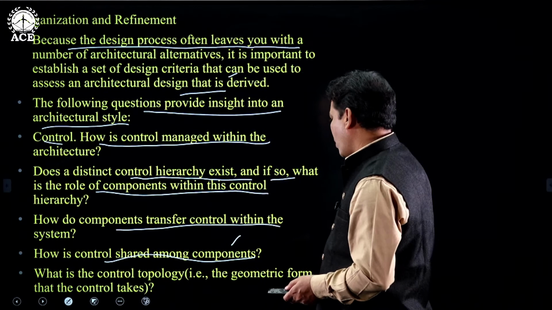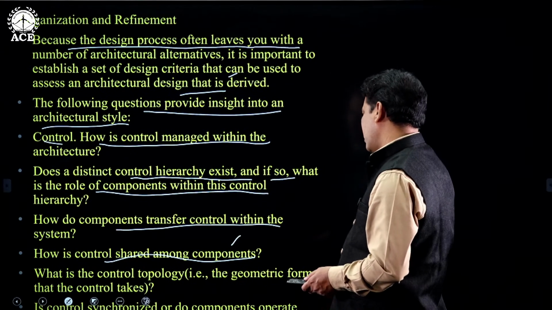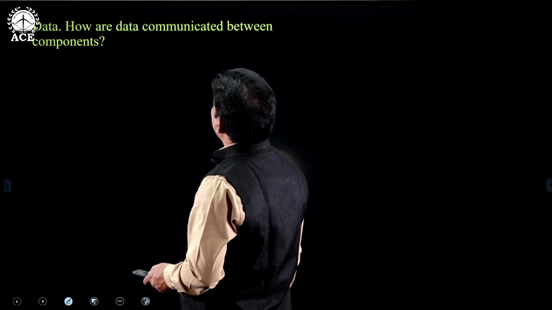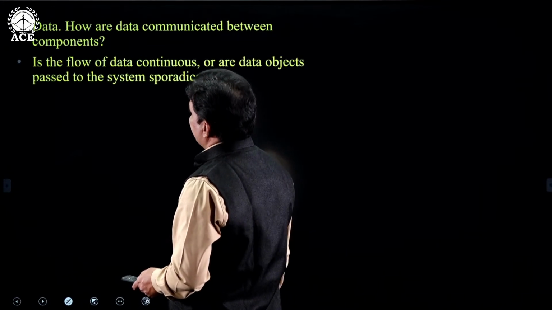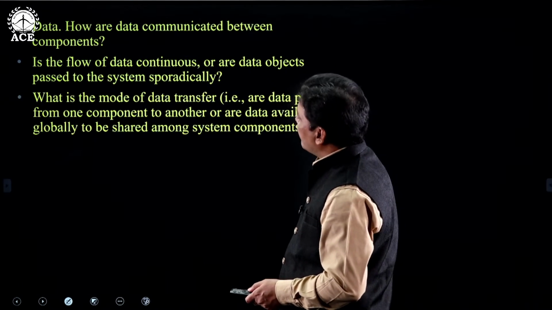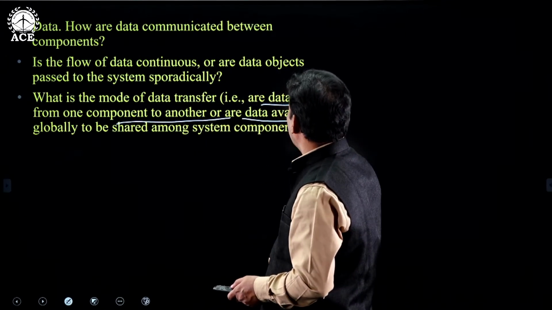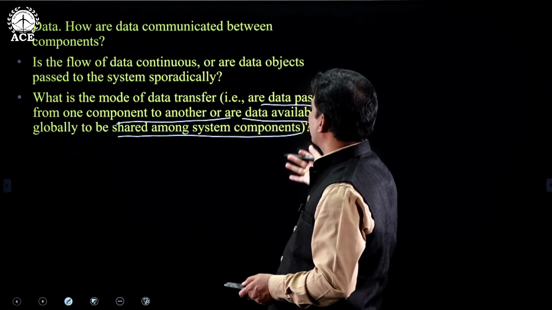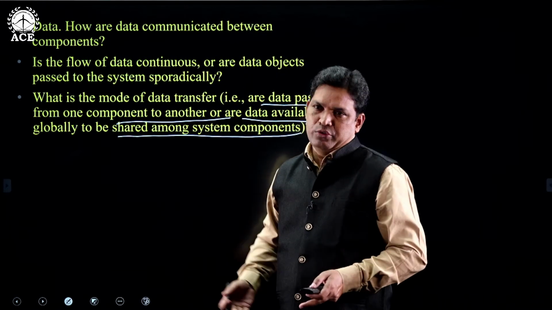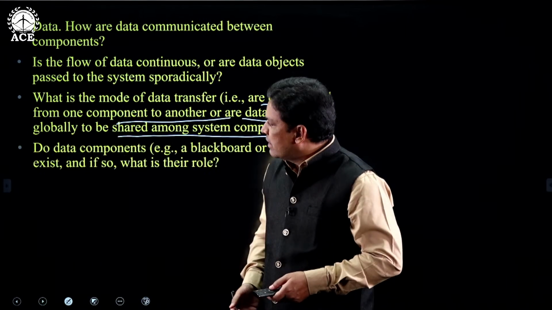What is the control topology? The geometric form that the control takes. Is control synchronized, or do components operate asynchronously? These are all the questions. How is data communicated between components? Through the use of interfaces. Is the flow of data continuous, or are data objects passed to the system sporadically? What is the mode of data transfer? Is data passed from one component to another, or is data available globally and shared among system components? In global sharing, data is available globally, so any component can use it, whereas in the other case, one component can share information with another component, right?